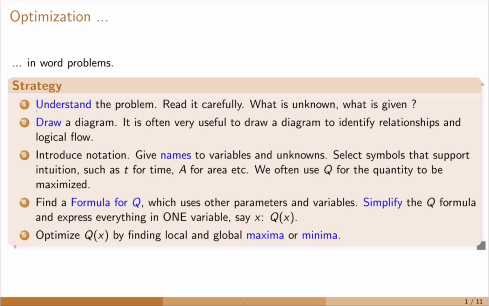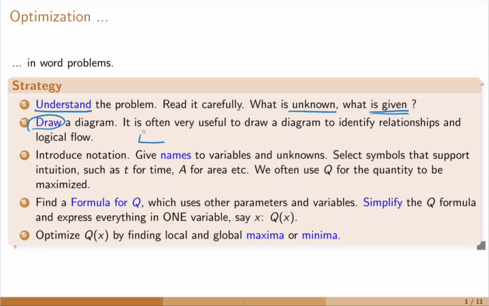First is to understand the problem. Of course, it's very important to understand the problem. Read it carefully. In particular, you should identify what is unknown, so what are you looking for, and what is given, so which information can be used. Then it is often very helpful to draw a diagram.